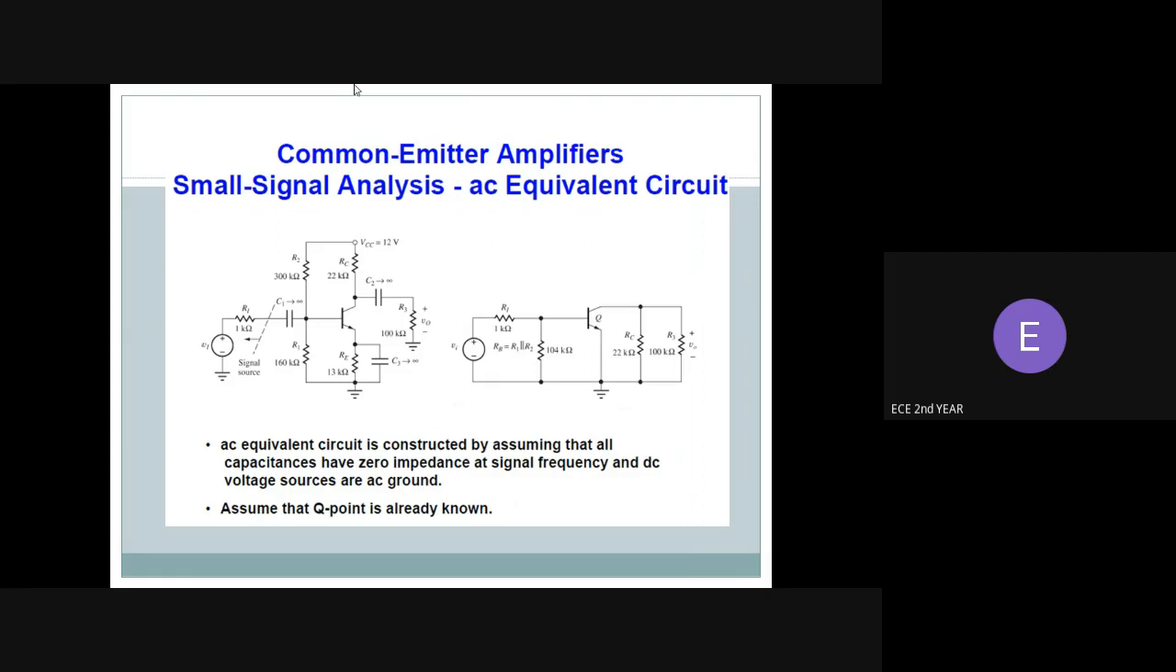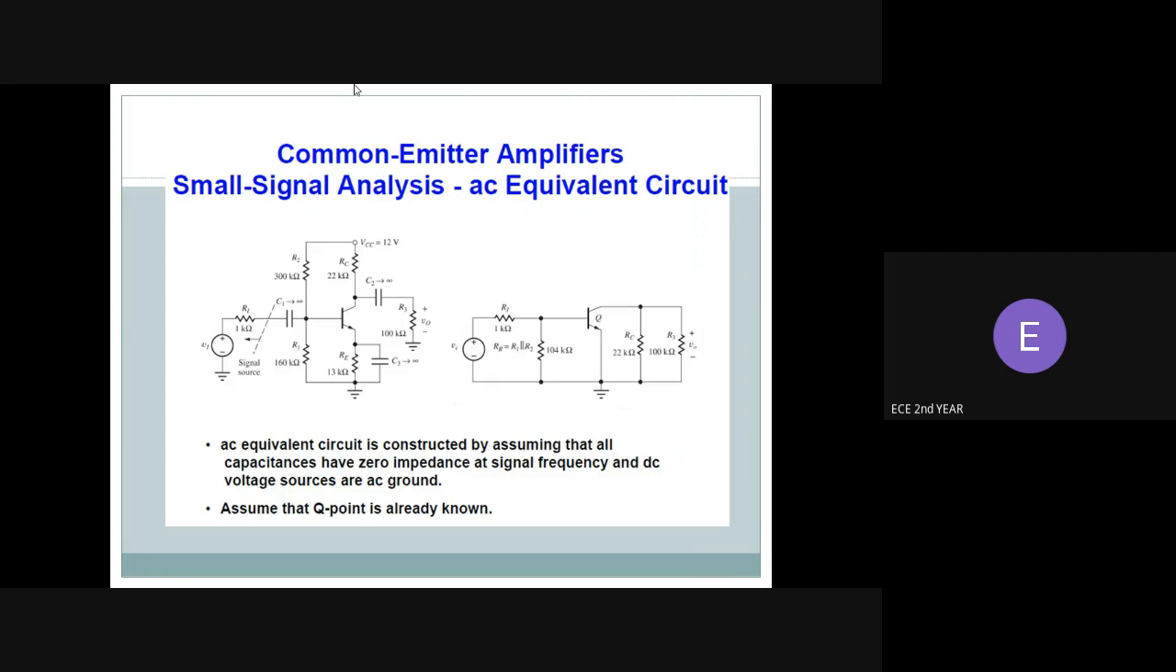But due to the property for AC, the DC supply acts as an infinity, that's what we indicate as an infinity, whereas R3 is equal to 100 kilo ohms, and RC is equal to 22 kilo ohms, and RE is equal to 13 kilo ohms.